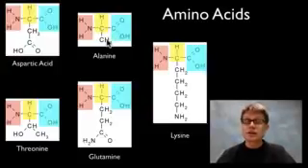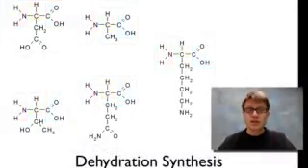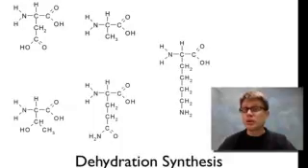And so the only thing that's going to be different is what comes off the bottom, and we call that the R group. And so all amino acids are the same except what comes off here, and that gives it different properties. And so let's see how they're put together. When I build proteins inside my body, I'm doing that with amino acids, and we use something called a dehydration synthesis to do that.